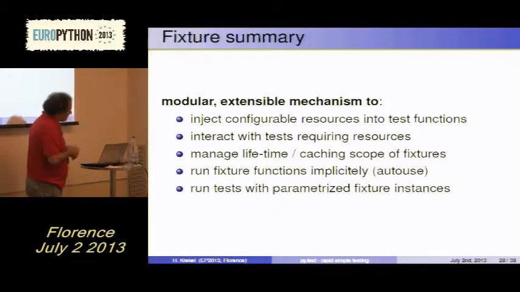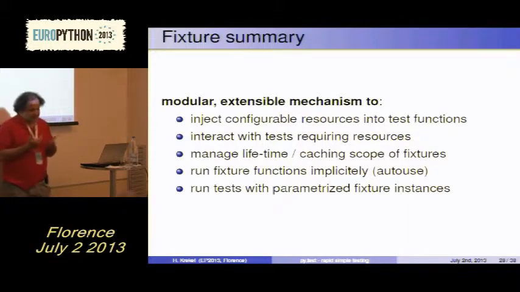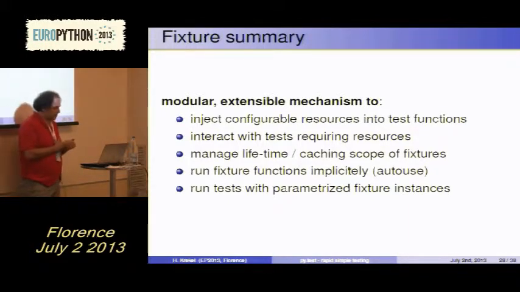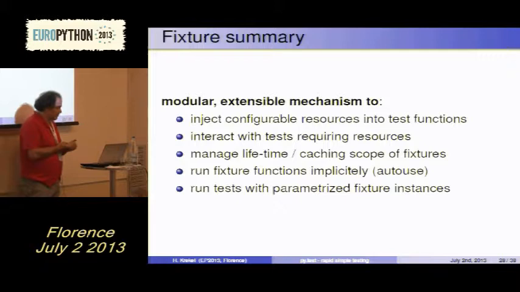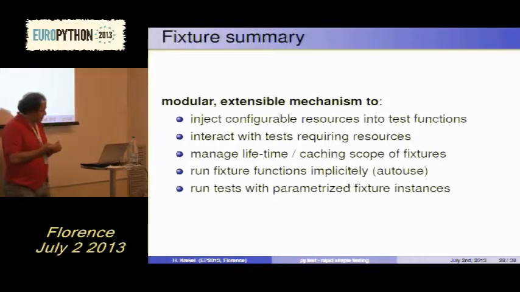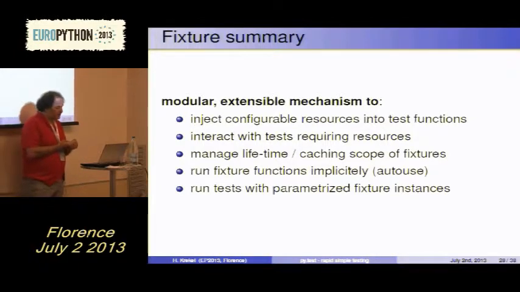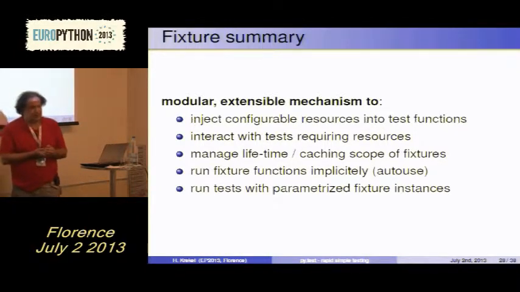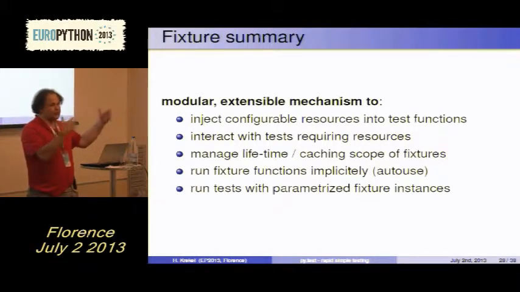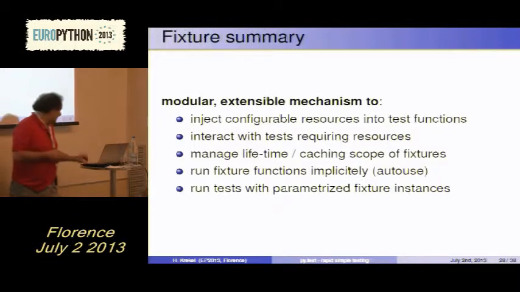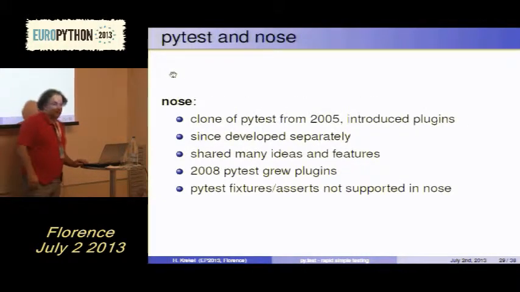What you can do with fixtures is you can inject configurable resources into your test functions, and you can manage the lifetime very nicely, like the caching scope, parameterizations. You can also run things implicitly. And it basically provides a very modular, extensible mechanism to successively build up the testing machinery that you need for your application. So, Nose, I guess many of you know.